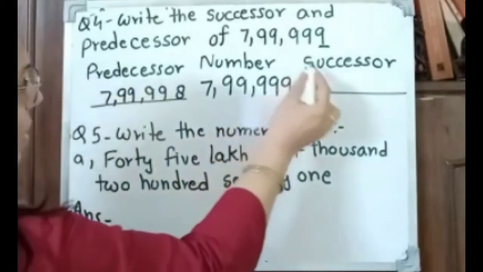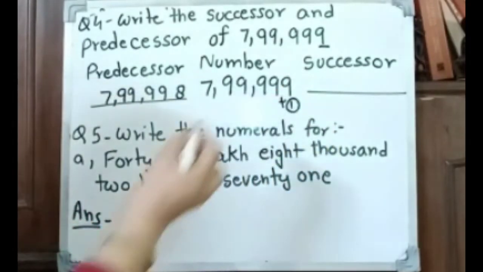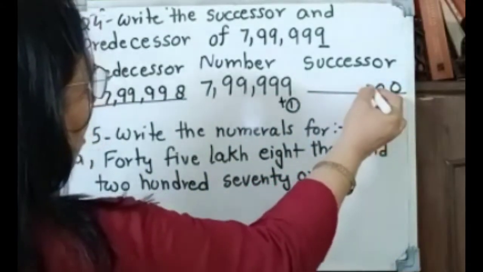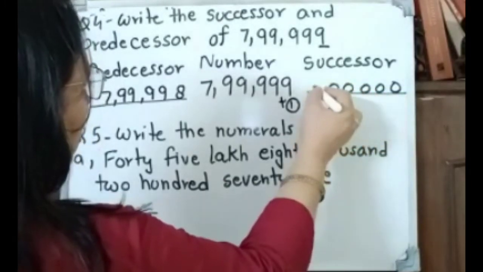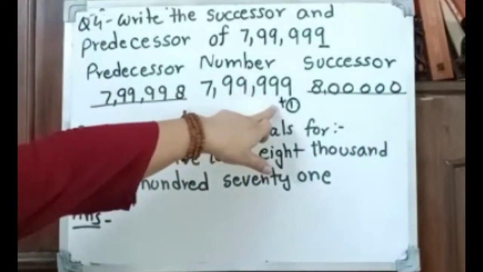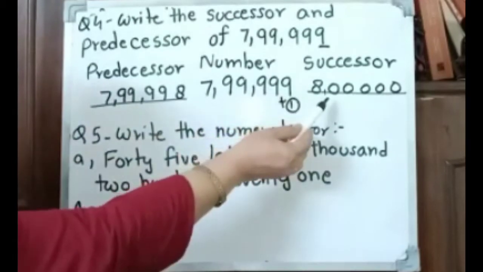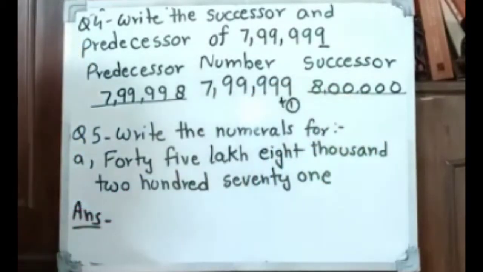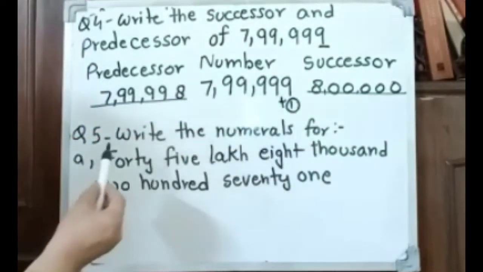Now come here. Successor means 1 plus. We have to do 1 plus here. So 9 plus 1 is 10, carry over; 9 plus 1 is 10; 9 plus 1 is 10; 9 plus 1 is 10. Here we have 7 and it becomes 8. So this is the way when we add 1 to this number, the successor will be like this. Ones, tens, 100, 1000, 10,000. So the successor of this number is 8 lakh. Now come to the next sum.